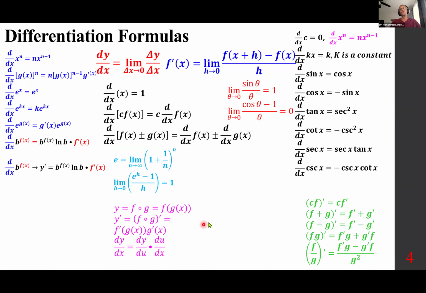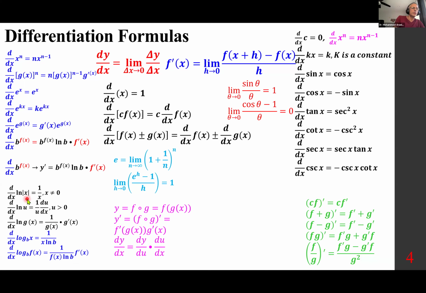This is the chain rule. f of g means f of g of x. So if you want to differentiate it, y prime is f prime of g of x times g prime of x, or dy/dx is dy/du times du/dx. And again, we'll see them with more details shortly.